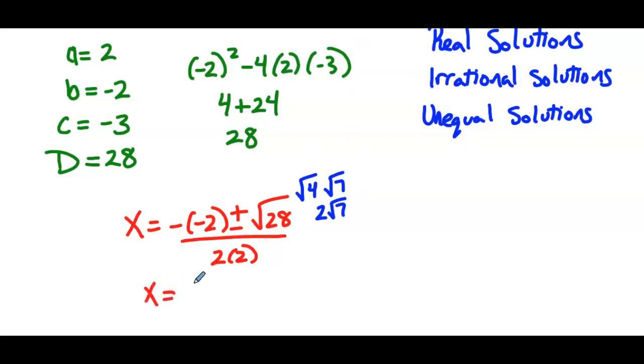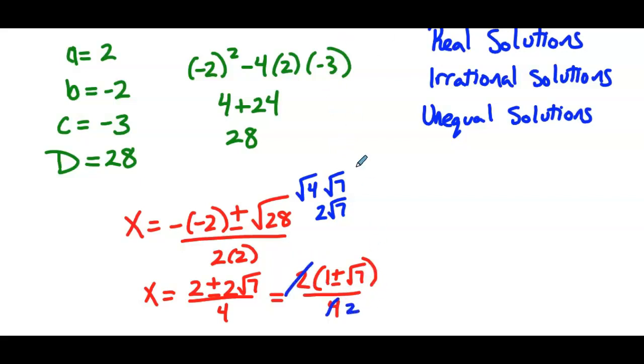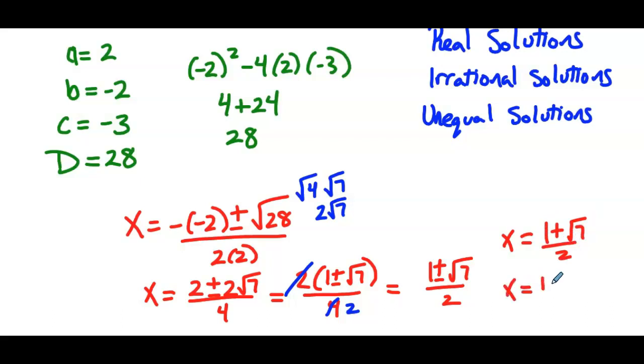Okay, so that means x equals positive 2 plus or minus 2 times the square root of 7 over 4. The greatest common factor in the numerator is 2, so 1 plus or minus the square root of 7 over 4. So 2 and 4 simplify, gives us 2 in the denominator. So we have 1 plus or minus the square root of 7 over 2. So that means either x equals 1 plus the square root of 7 over 2, or x equals 1 minus the square root of 7 over 2.